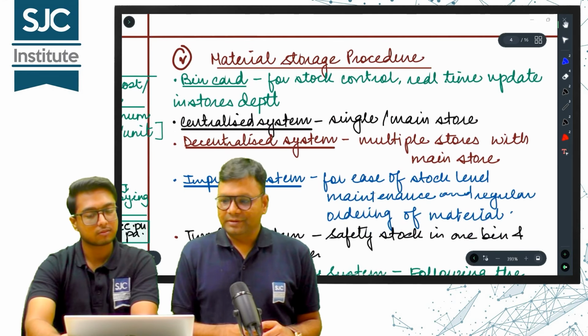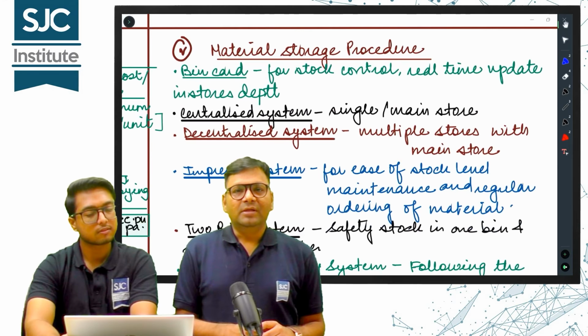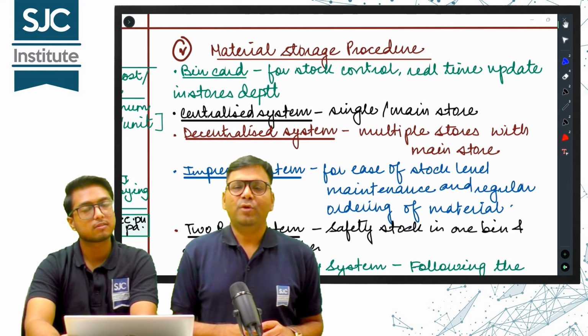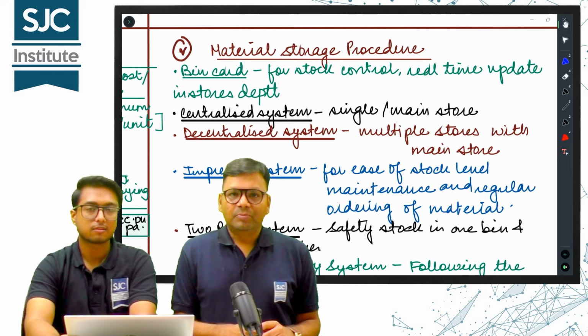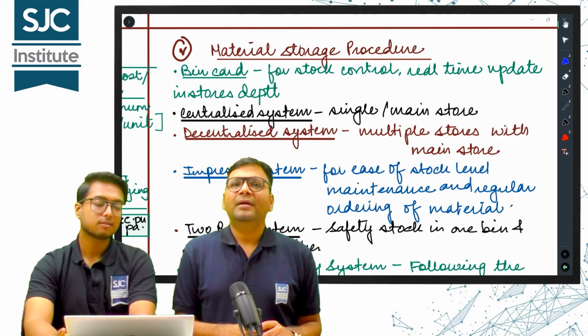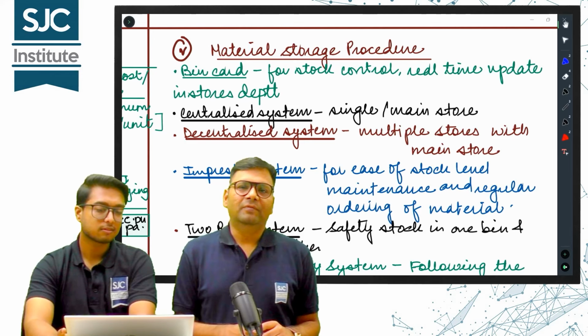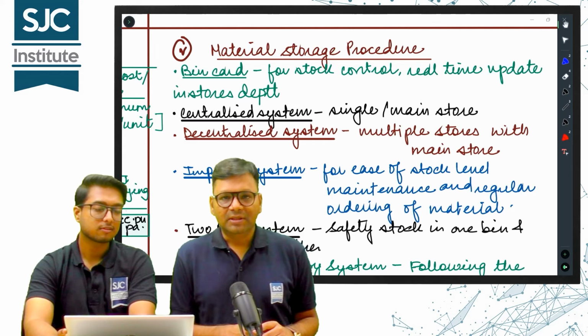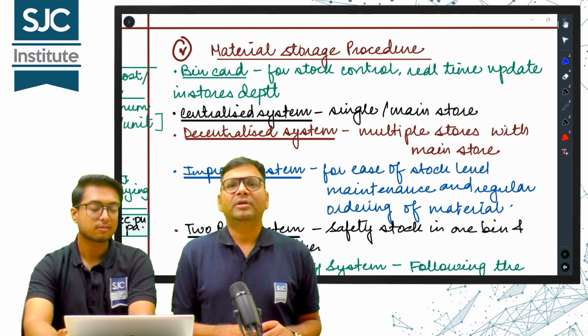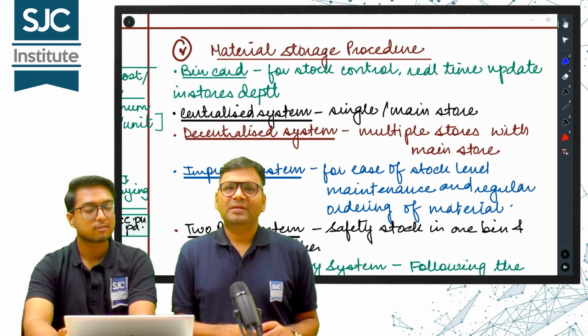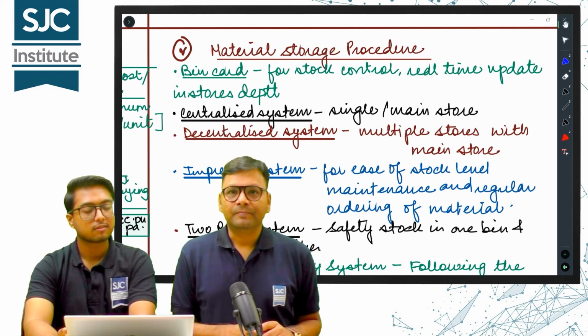Material storage procedure. Here we learn different kinds of storing systems for materials inside the stores. For that purpose, we have certain systems and certain documentation. One of the very popular documents is the bin card. Bin cards are prepared by storekeepers to keep a record of whatever materials come in and whatever materials go out, and it is prepared separately for each bin.